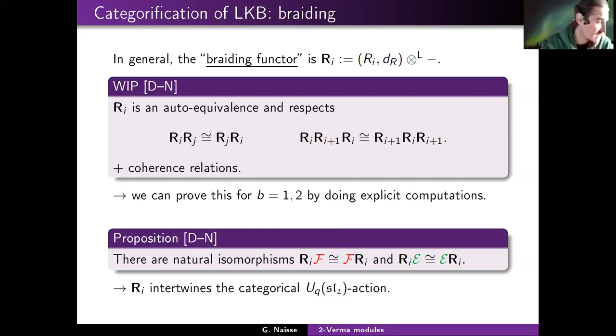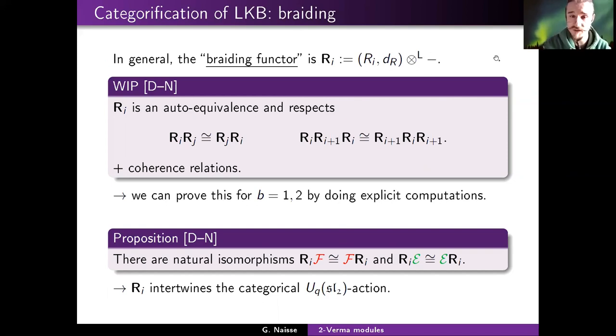But of course, this tells you that we can construct a categorical braid group action on this categorified tensor product of Verma modules, but it does not tell you that you are really categorifying the action of the R matrix. And so the way that we can verify this is by looking at how explicitly this braiding functor acts on your basis element.